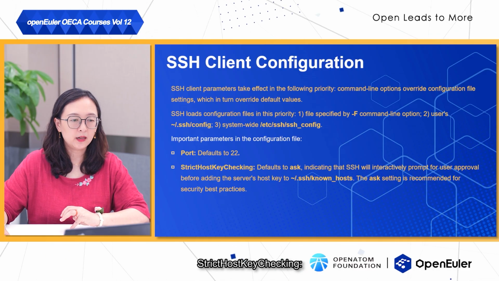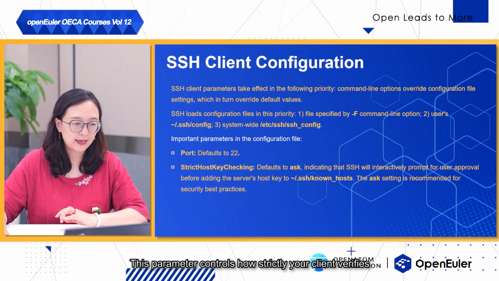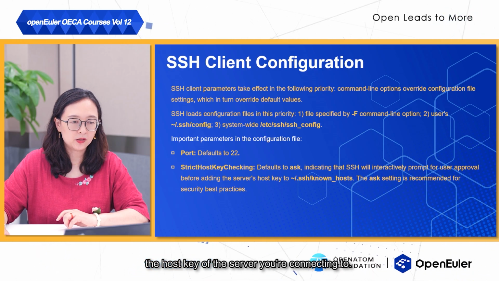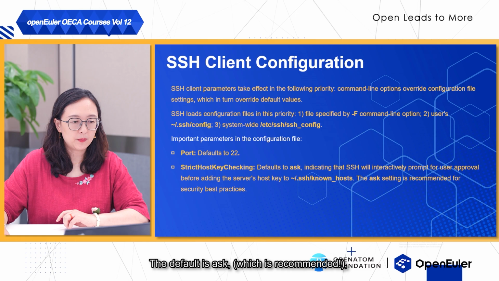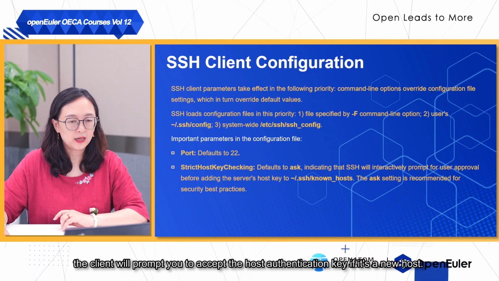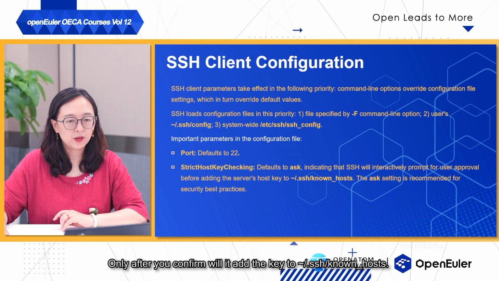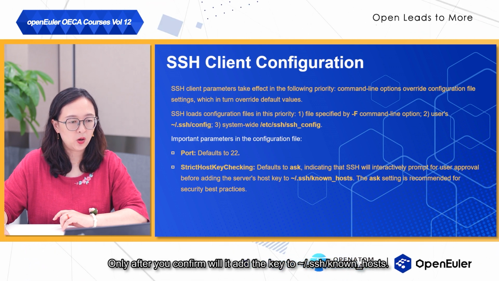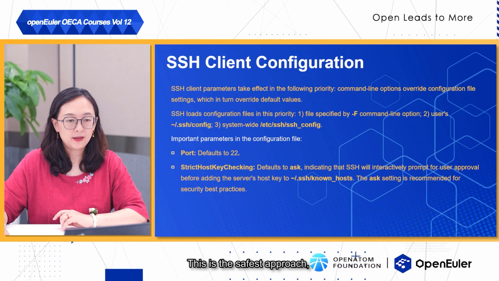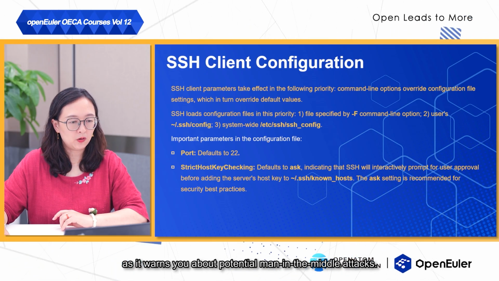StrictHostKeyChecking. This parameter controls how strictly your client verifies the host key of the server you are connecting to. The default is ask, which is recommended. The client will prompt you to accept the host authentication key if it's a new host. Only after you confirm will it add the key to ~/.ssh/known_hosts. This is the safest approach, as it warns you about potential man-in-the-middle attacks.